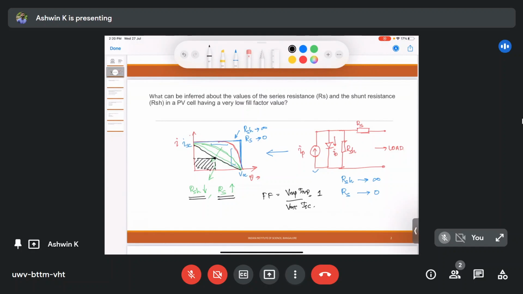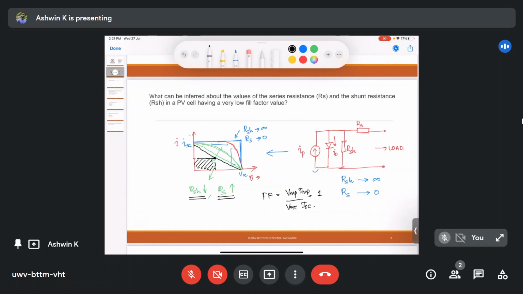So as and when your R shunt goes down and R series goes up, your fill factor is going to reduce. So if you have a very low fill factor, what you can infer is that your shunt resistance is too low and your series resistance is too high. So that is what the first question is all about.